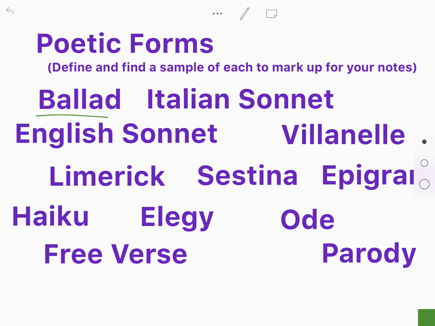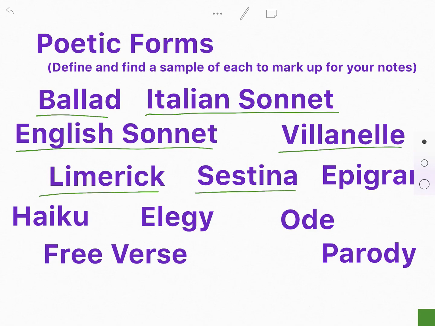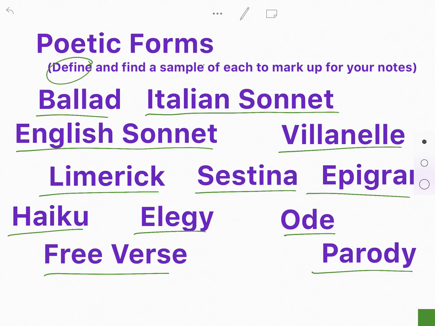So the first one is a ballad, and then I'd like you to look up an Italian sonnet and an English sonnet. They are slightly different, but they're both sonnets. Then a villanelle, a limerick, a sestina, an epigram or epigraph, a haiku, an elegy, an ode, a free verse poem, and a parody form. So these are the most commonly cited poetic forms that are on the different multiple choice passage sections. So in your notes, I'd like you, like I said, to define it and then find a sample that you can have as a reference when we get kind of going into our poetic analysis.